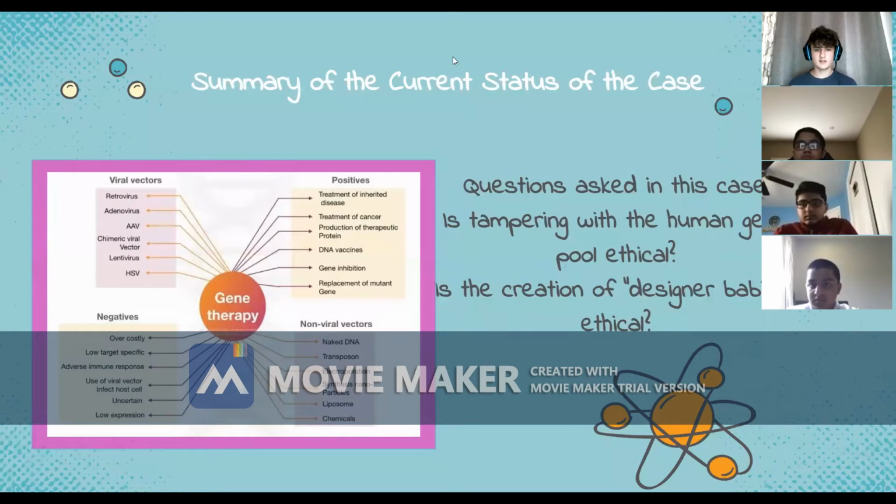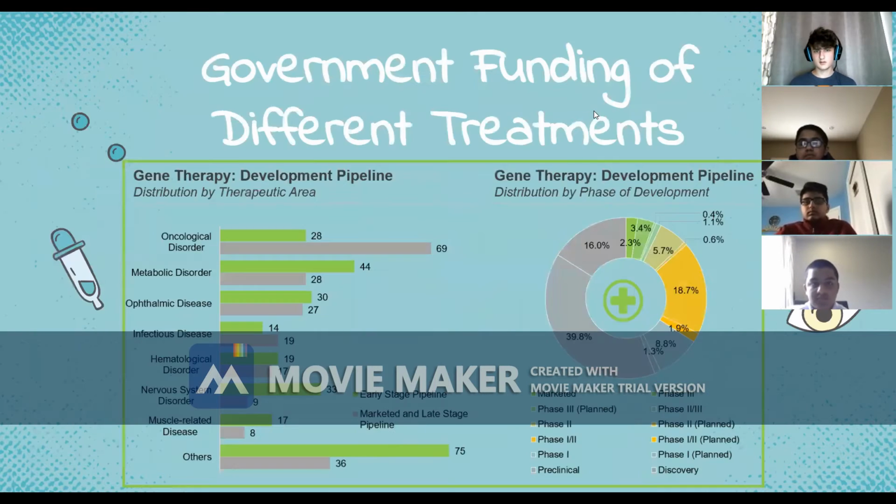Summary of the current status of our case. Our case addresses the issues behind the ethics of gene therapy. People believe that tampering with the human gene pool is wrong and should not happen. The goal of our case is to find whether or not we should alter the genes of healthy embryos. As of now, gene therapy is continuing to be used, but typically only for specific diseases like cancer. This is a diagram that shows us the government funding of different types of treatments of gene therapy.